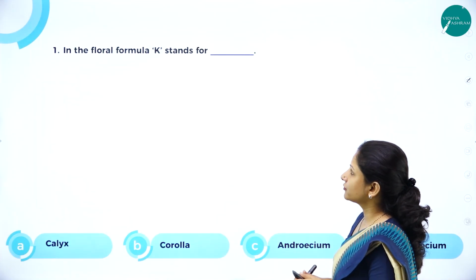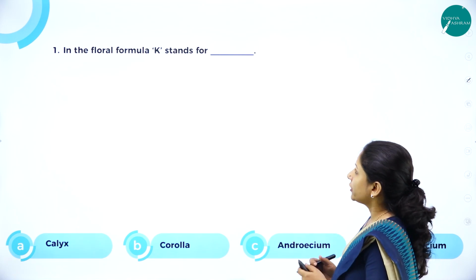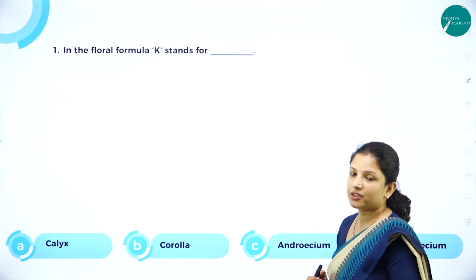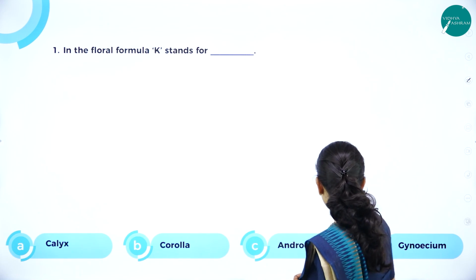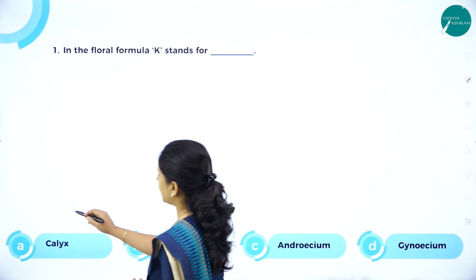So now let's look into the MCQs. In the floral formula, capital K stands for calyx, corolla, androecium, gynoecium. No, it is calyx.